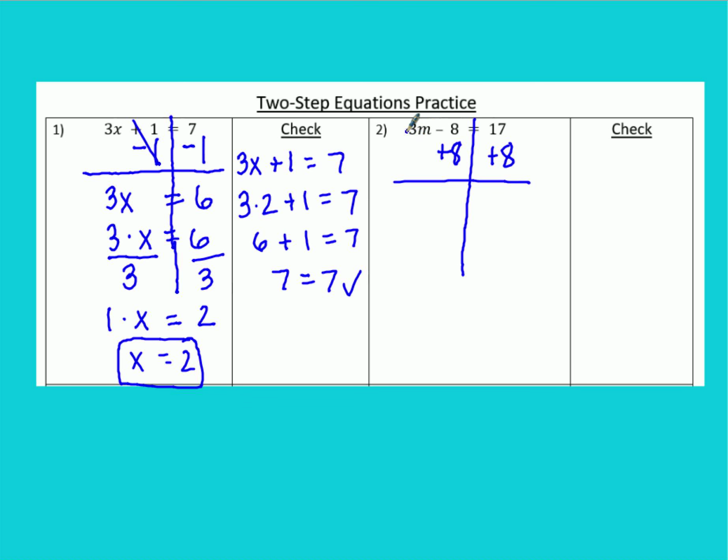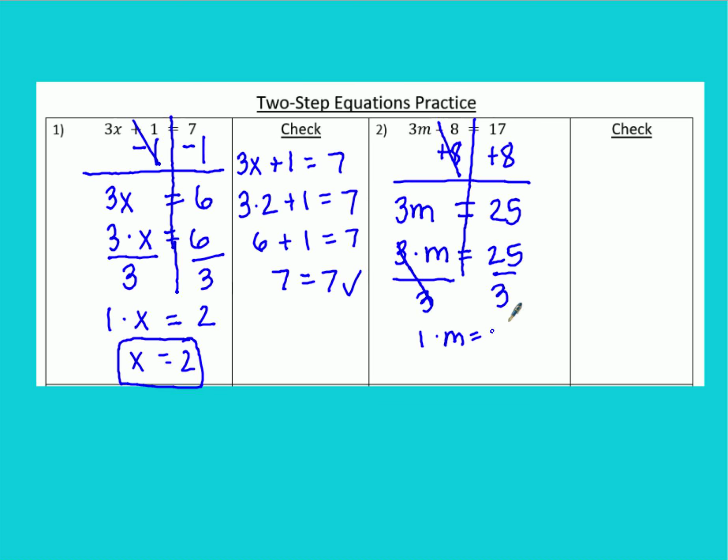Now I combine like terms. 3m comes down, and negative 8 and positive 8 make 0, so they're gone. We bring down our equal sign, and 17 plus 8 equals 25. Now all I have to do is consider, okay, this is 3m, so that's 3 times m equals 25. Now what's happening to my variable? It's being multiplied by 3. So I'm going to divide by 3 on both sides. 3 divided by 3 is 1.